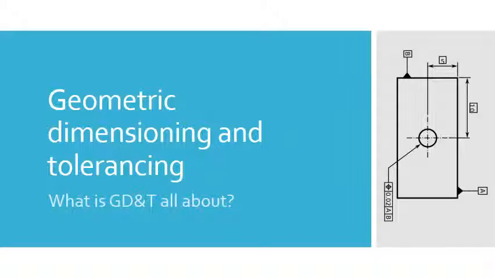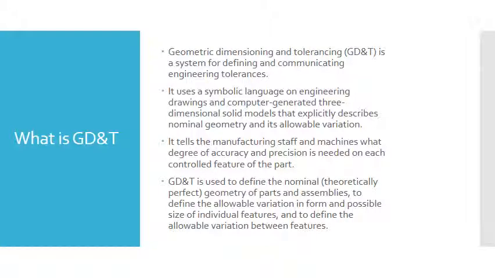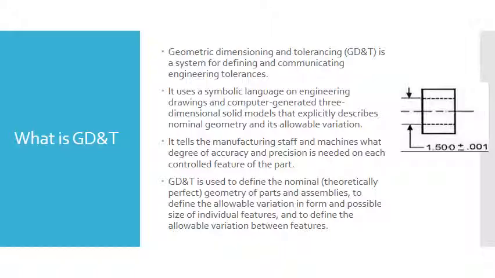So what is GD&T all about? Why is it important you know about GD&T if you work in the manufacturing sector? What is GD&T? GD&T is basically a system for defining and communicating engineering tolerances. It uses a symbolic language that explicitly describes nominal geometry and its allowable variation. A simple example is a hole with a diameter specified along with its tolerance.